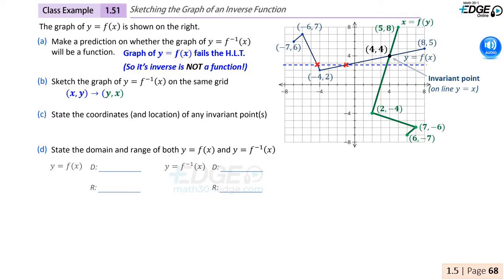In order to graph the inverse, we take each point and exchange its coordinates. For example, the point -7 and 6 becomes 6 and -7. The point -6 and 7 becomes 7 and -6, and so on.